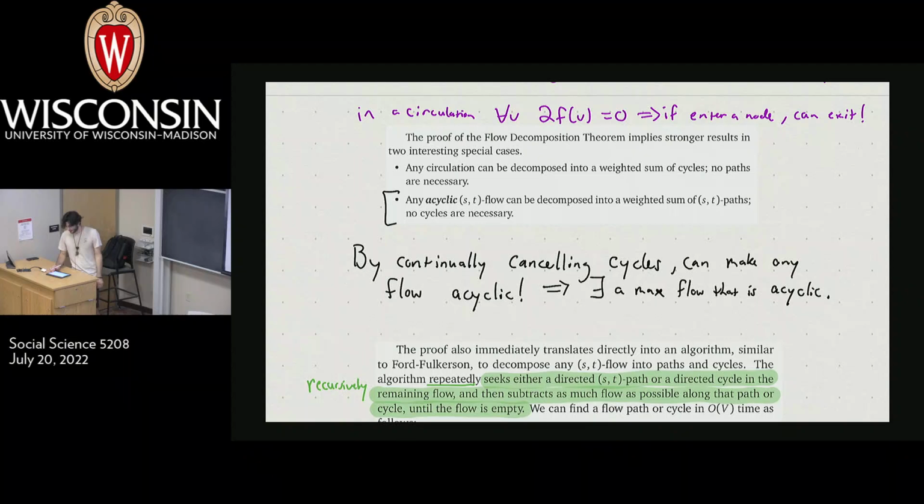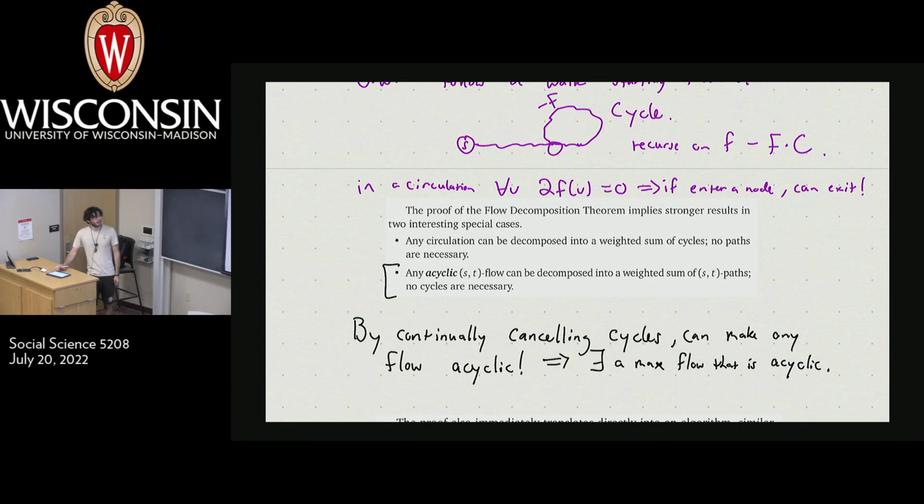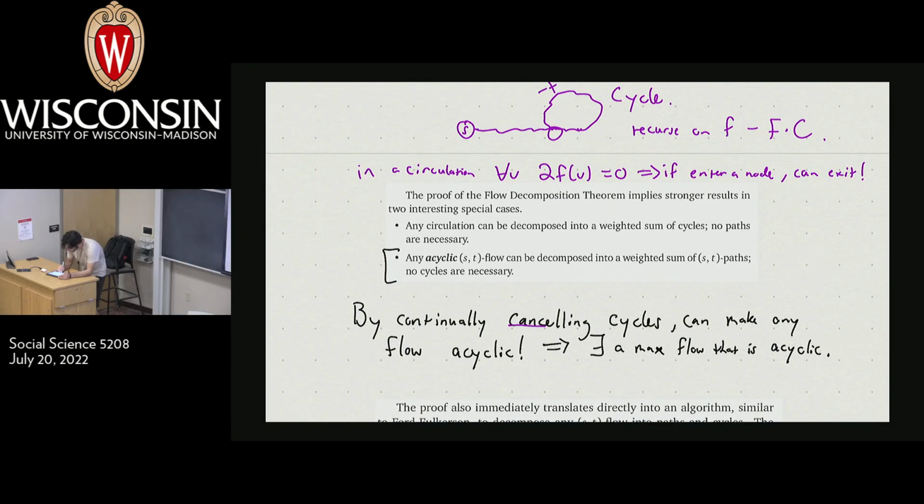Okay. And as we mentioned before, what we did was we took a circulation and we built it out of cycles only. And so in particular, if we take an arbitrary S-T flow, we can always cancel all the cycles so that there's only paths from S to T. And we call that an acyclic flow. So in particular, there always exists an acyclic max flow in your graph. It's just a bunch of disjoint paths that end up at T without any cycles in the middle.